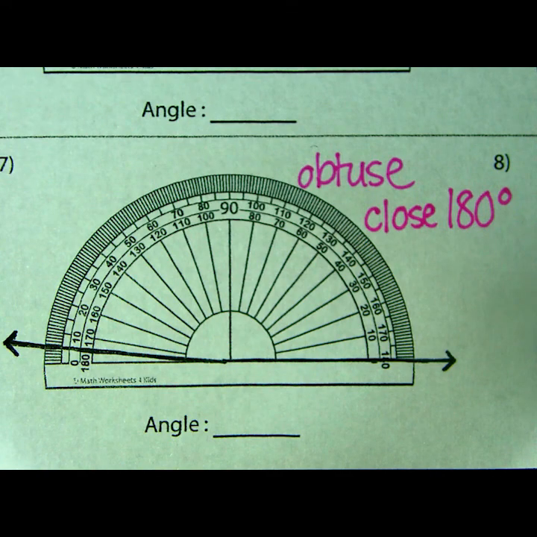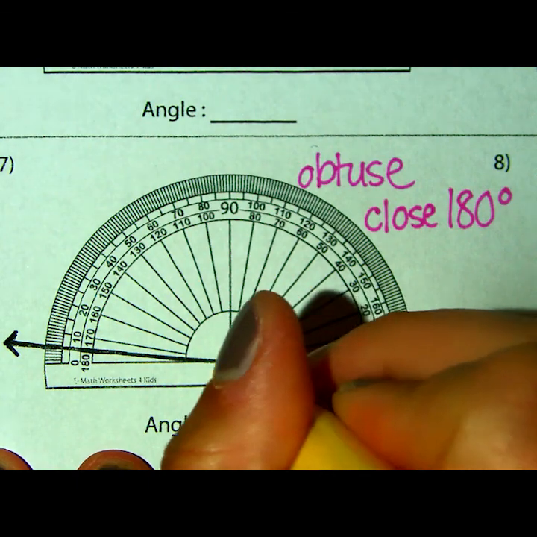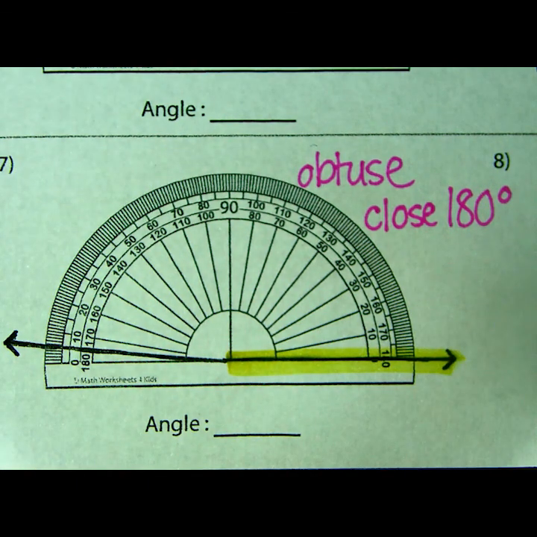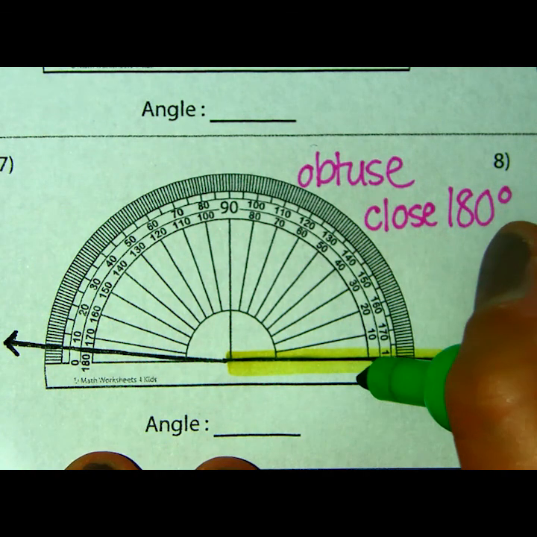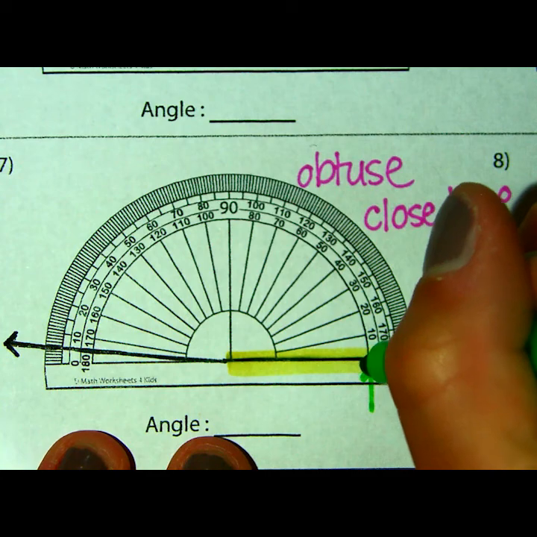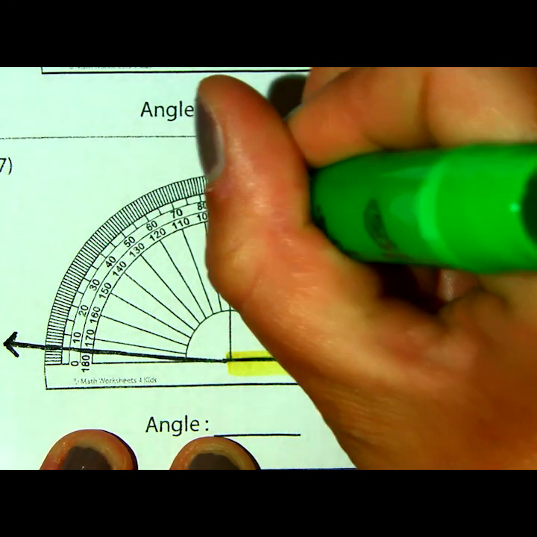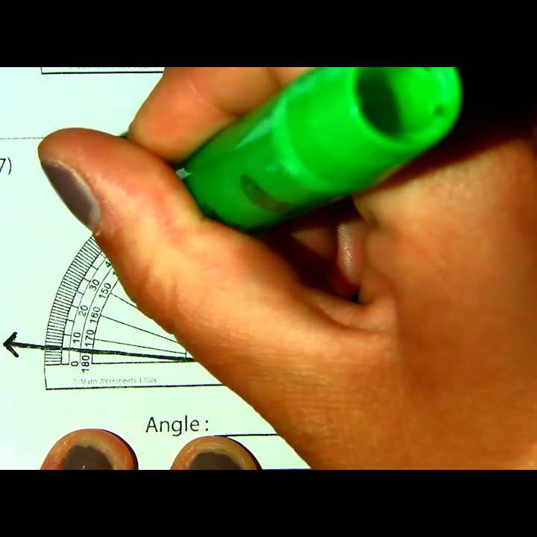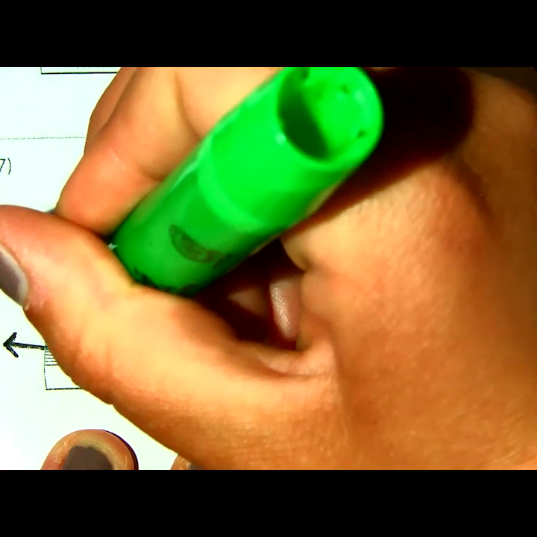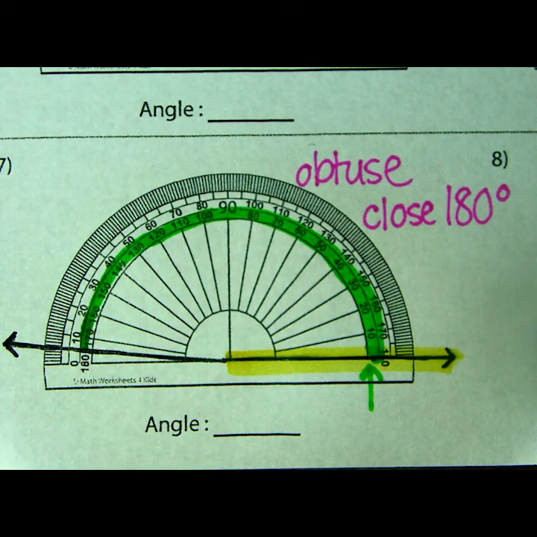First, we're going to find the ray that sits right along the 0. That's this one right here. Then we're going to find that scale that begins with 0. So we can see the 0 right there. So we're going to follow that until we see the other angle measures. So counting up, 50, 60, 70, 80, 90, 100, 110, 120, 130, 140, 150, 160, and stop.